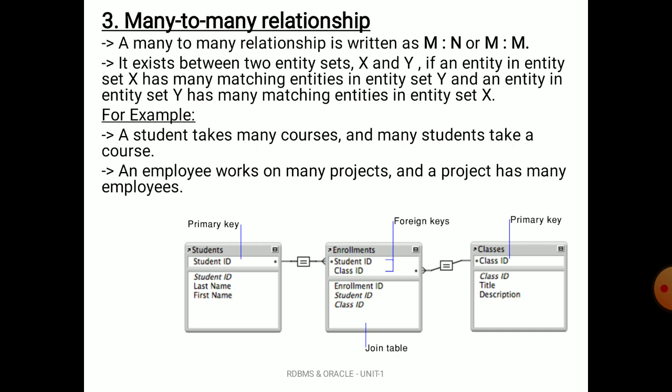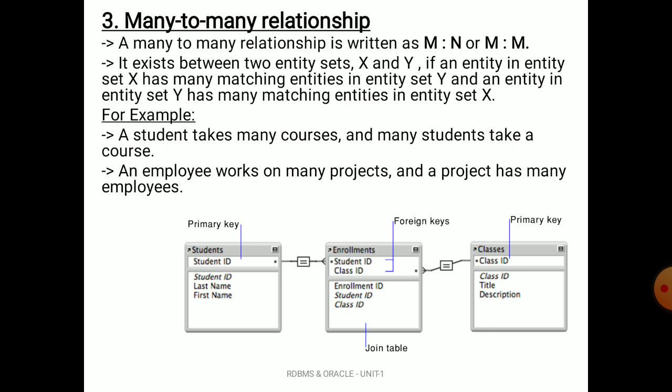Next slide, many-to-many relationship. A many-to-many relationship is written as m:n or m:m. It exists between two entity sets X and Y, if an entity in entity set X has many matching entities in entity set Y, and an entity in entity set Y has many matching entities in entity set X.